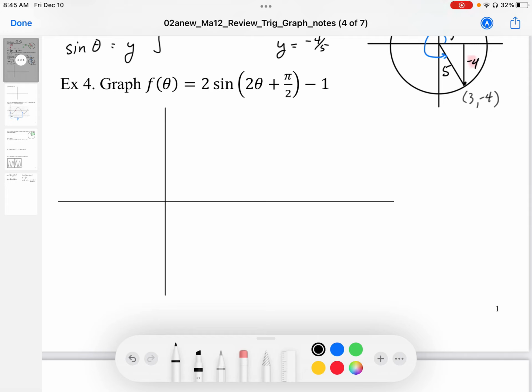For graphing, if I want to graph this function, what I want to do first is put it into this factored form. So that's the first thing I'm going to do. I'm going to write this as f of theta equals 2 sine of 2 bracket theta plus pi over 4 bracket minus 1. I should really just move that over because that's getting a little bit crowded in there.